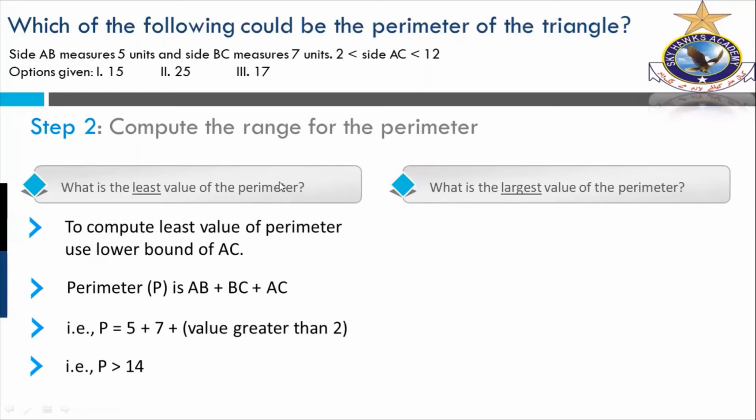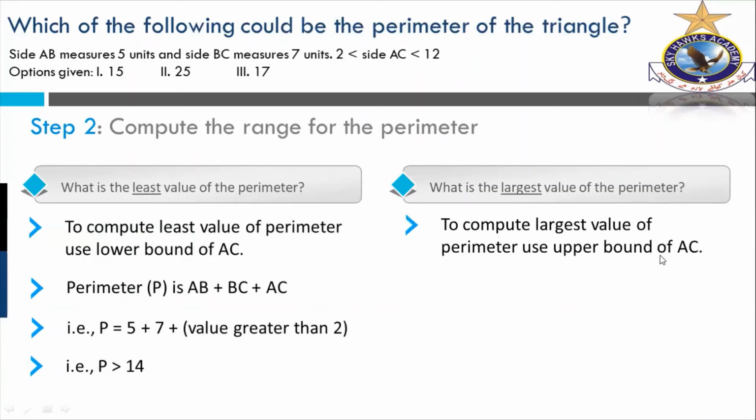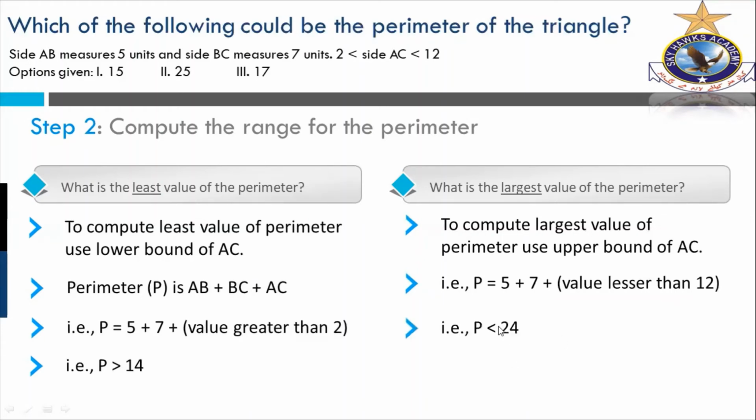So these are the steps. AC is less than 12. Let's see. To compute the largest value of perimeter, use the upper bound of AC, that is 12. So P, that is the perimeter, is the length of the first side plus the length of the second, these are given, and a value lesser than 12, not equal to 12, that may be 11.999. So that must be less than this. If you're just putting 12, what should be the sum? 12 plus 12 is 24, but the perimeter must be slightly less than 24.